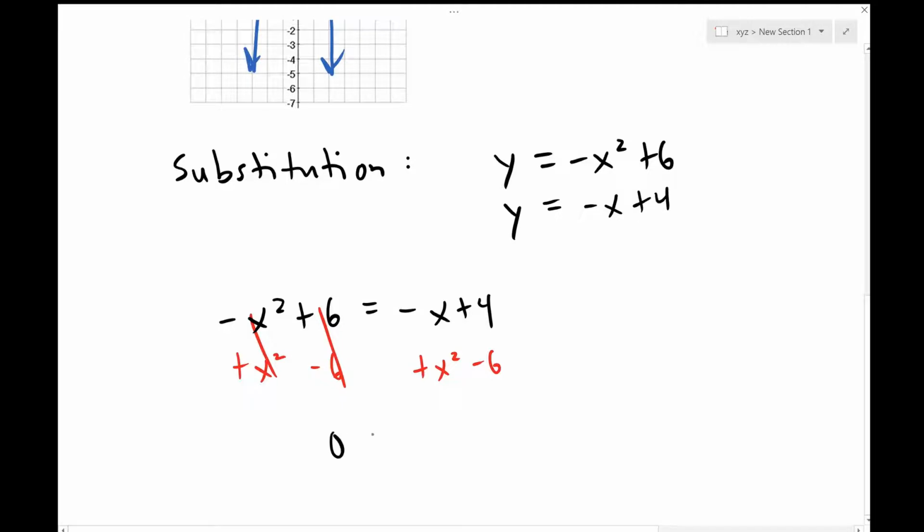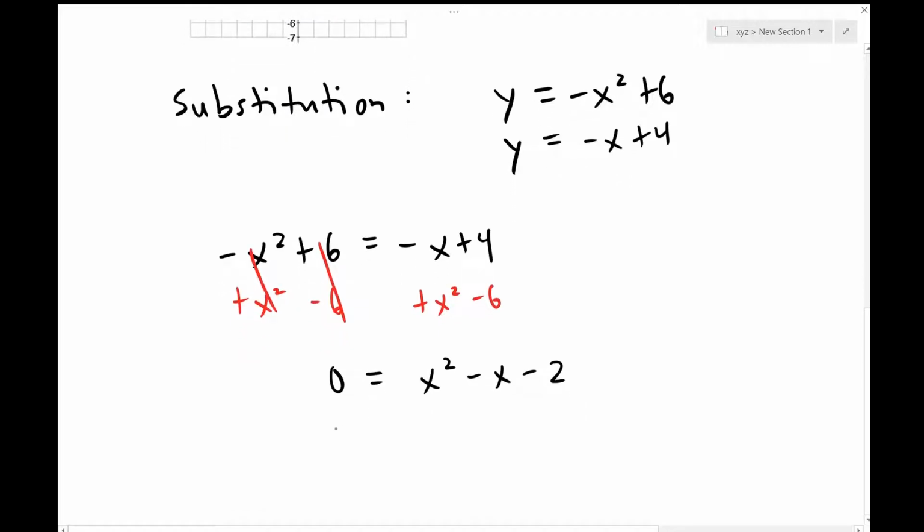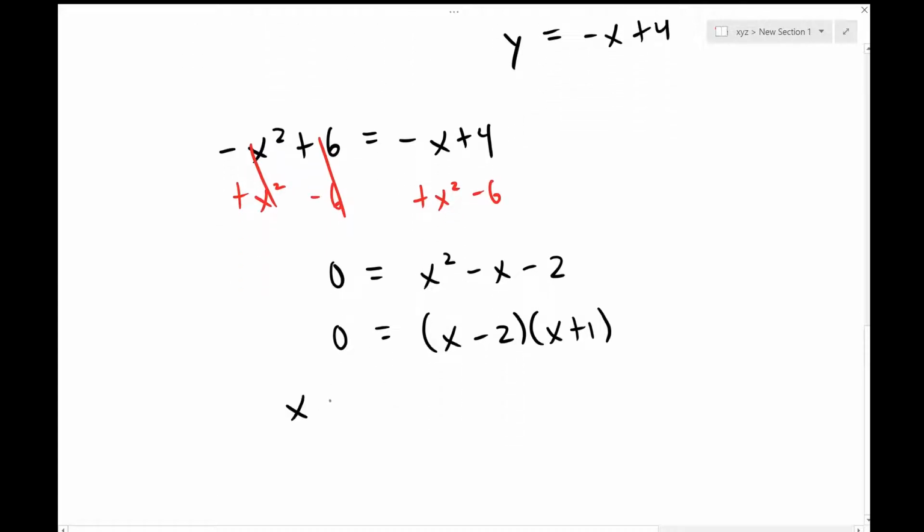And what we should be left with here is 0 is equal to x squared minus x minus 2. Then from here, this should be easy enough to factor. So we'll just factor as x minus 2 times x plus 1. And so our solutions for x are x equals 2 or x equals negative 1.